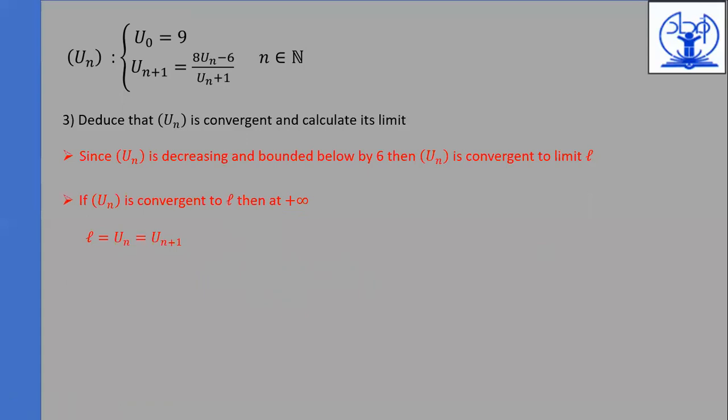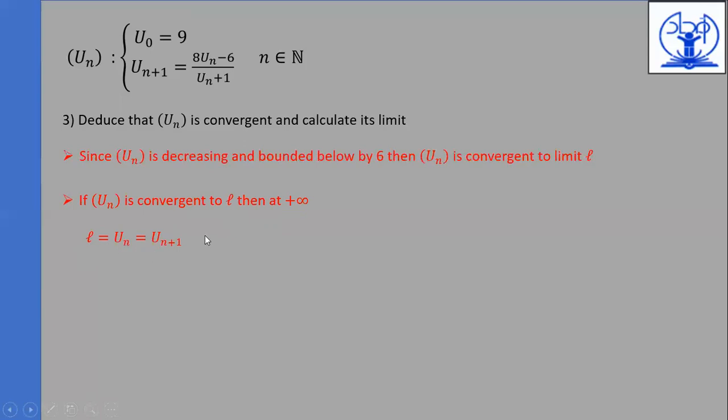Now, how to calculate the limit? Actually, this is a recursive sequence. You cannot calculate the limit as in the previous example. Here, you need to use this property. Since you are sure that the sequence is convergent, which means that all the terms at infinity will be equal to the limit, L can replace un and un plus 1.